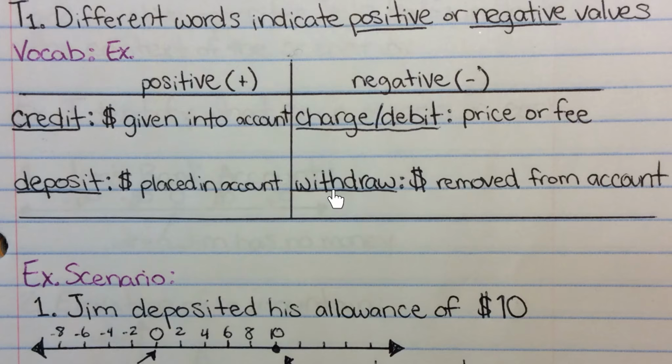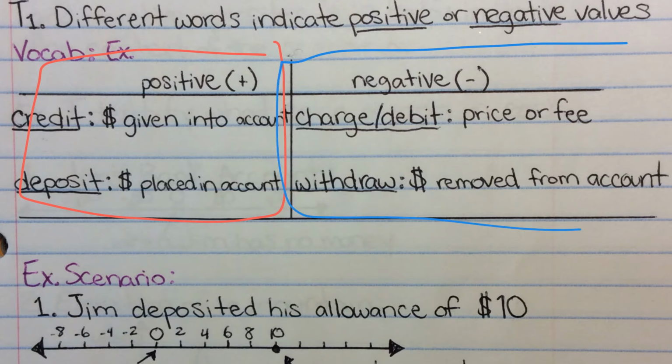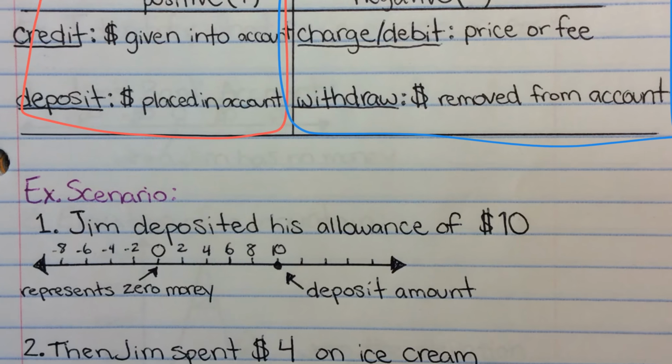Then we have withdraw, which is very similar to charge or debit in that it's negative, but it's just money that's removed from your account. Like let's say you are going to a restaurant where you can only pay cash. You have to go to an ATM and make a withdraw and remove money from your account. Okay, so on this side here we have positive values. On this side here we have negative values. And on our classwork, we're going to practice identifying what types of words in the real world mean positive values and what types mean negative values.